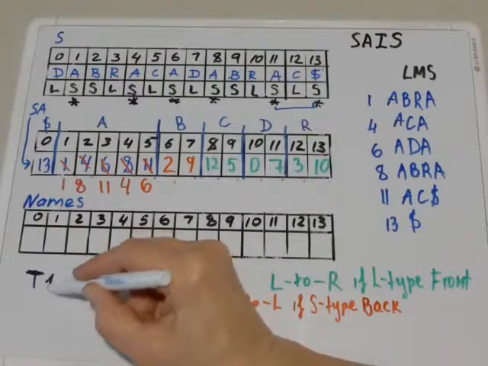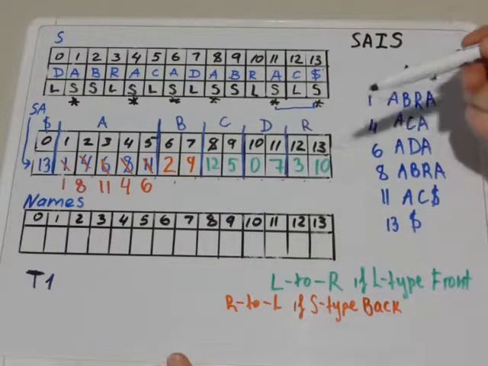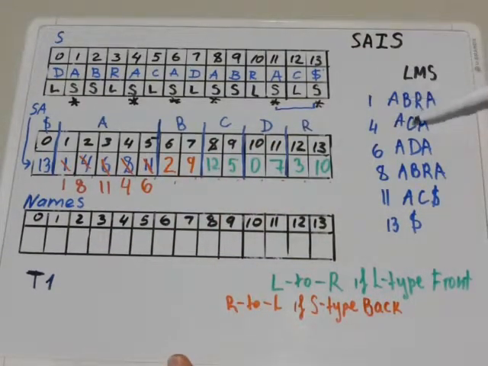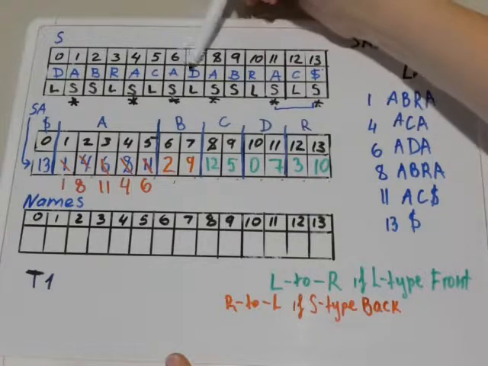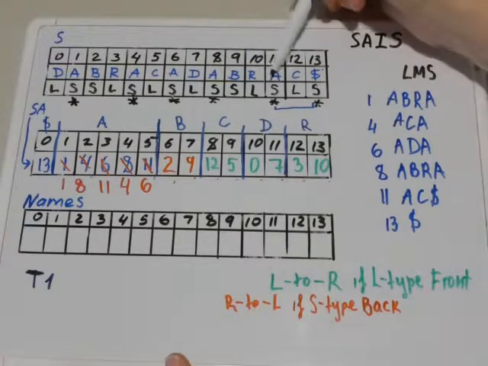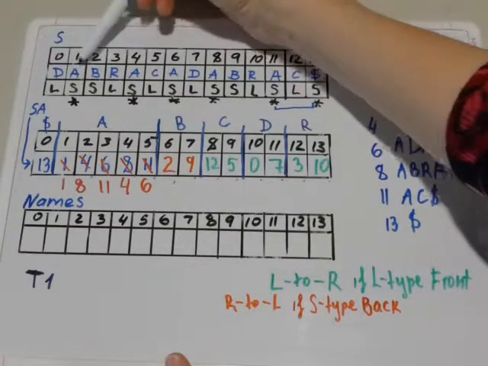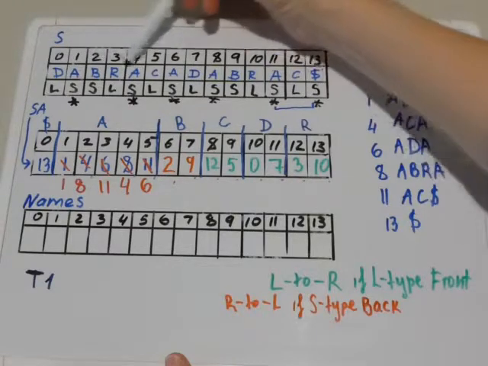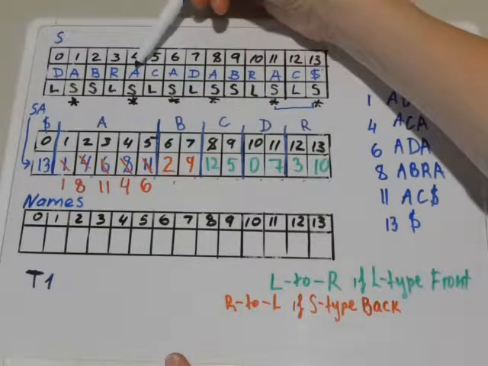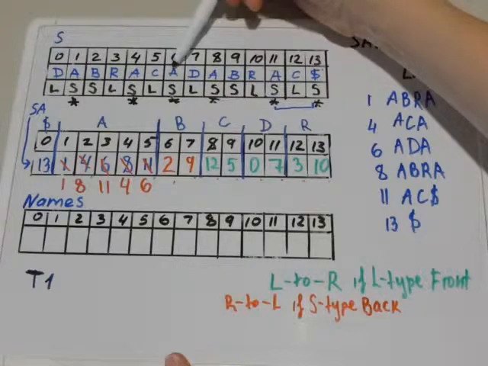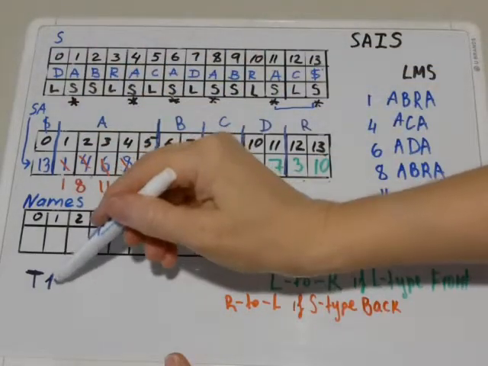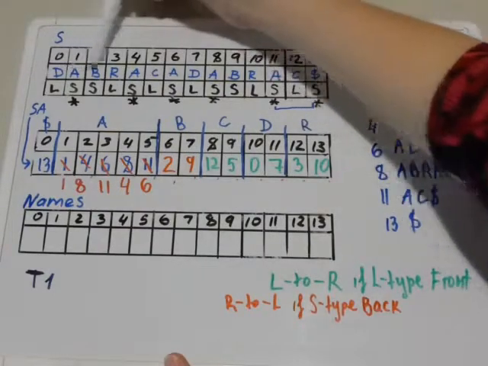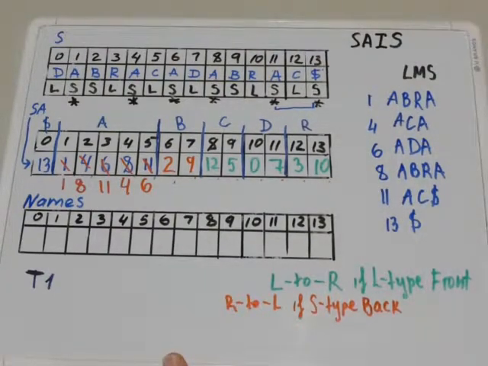In T1 string, each character corresponds to each separate LMS substring. Because LMS substrings partition the original S, if we substitute, instead of Abra, one integer character, and one integer character for this one, and one for this one, then our T1 will be shorter than the original string S. And that's what we need.